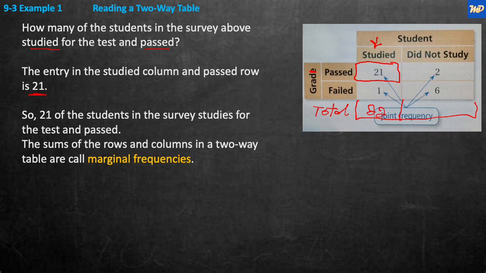And you now know how to read the table because if they wanted to know how many students failed and studied for the test? You say, well, studied, right here, studied and failed, 1. How many didn't study and passed the test? Oh, 2. If you didn't study and failed, there were 6 students. So you kind of get the idea.